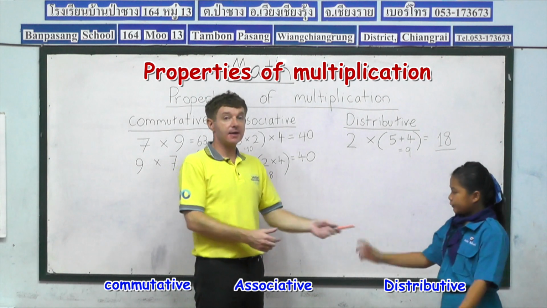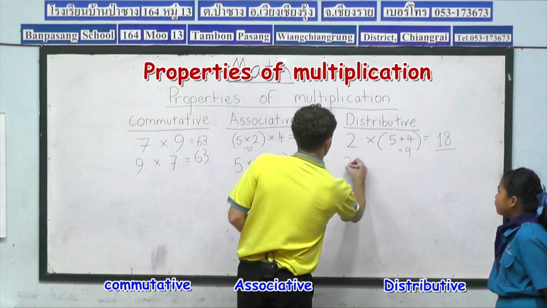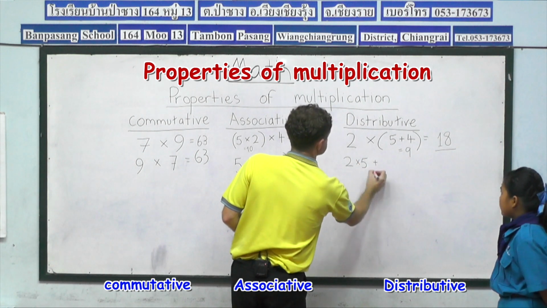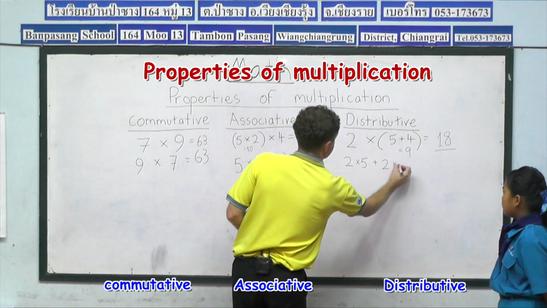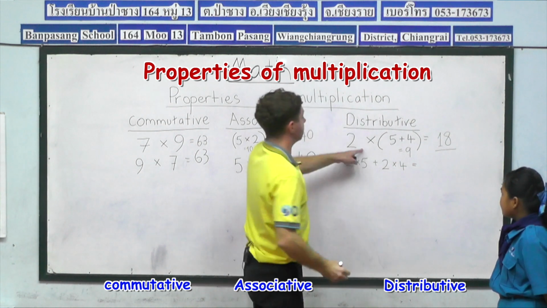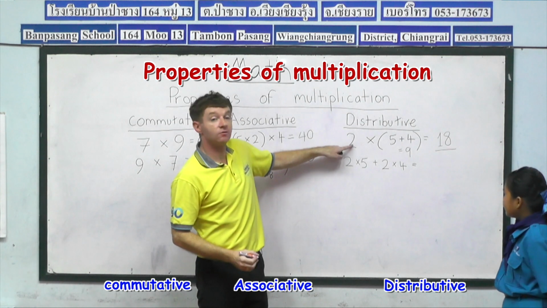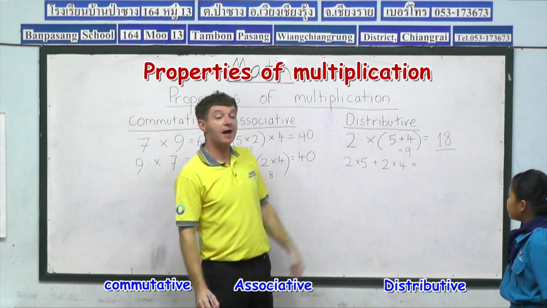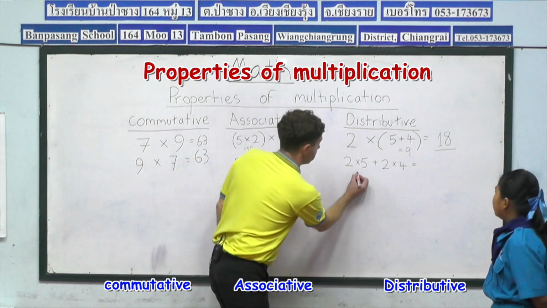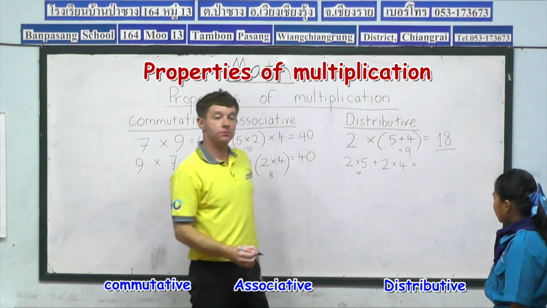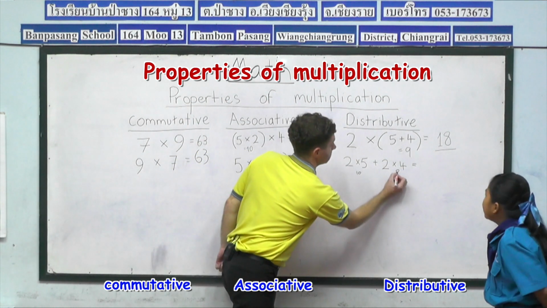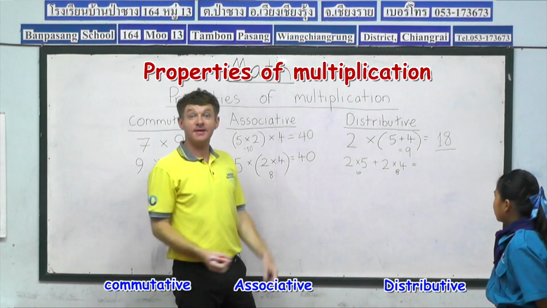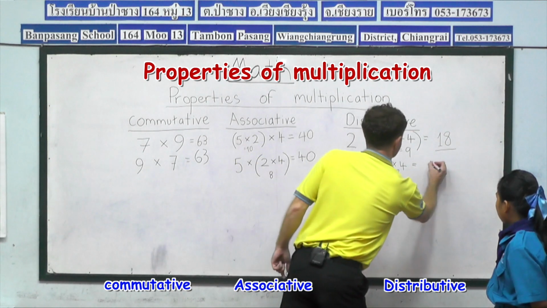May I borrow the pen, Lakgao? We can say 2 times 5 plus 2 times 4. Instead of using a sum in brackets, we can just use the number we're timesing by 2 to do both of the numbers. So 2 times 5 equals 10. 2 times 4 equals 8. So 10 plus 8 equals 18. And this is our distributive property.